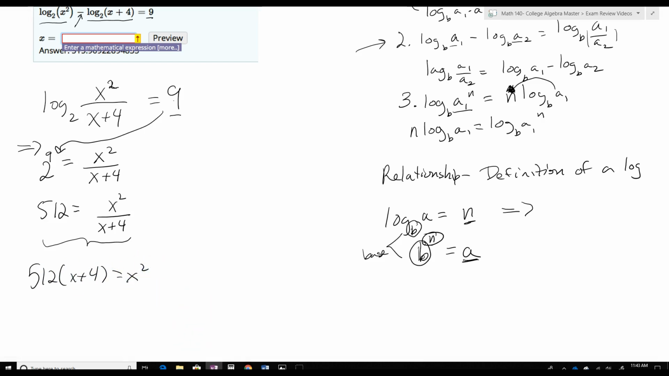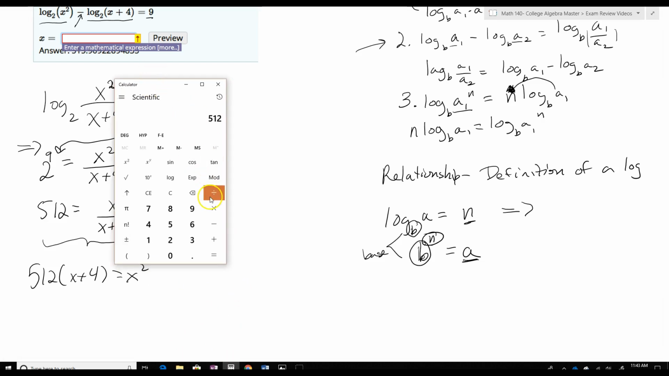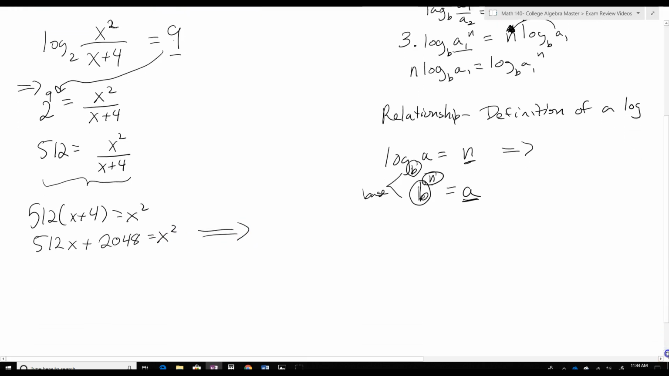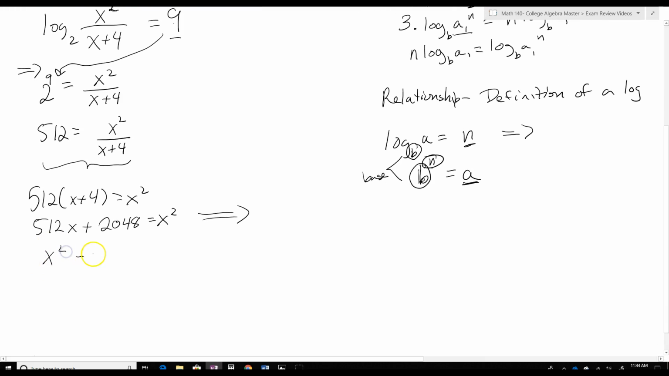Okay. And let's take 4 times 512. So that gives me 512x plus 2048 equals x squared. Okay. And so this is then going to give me x squared minus 512x minus 2048 will equal 0. And then I can use either the quadratic or I can use factoring in order to solve for x.